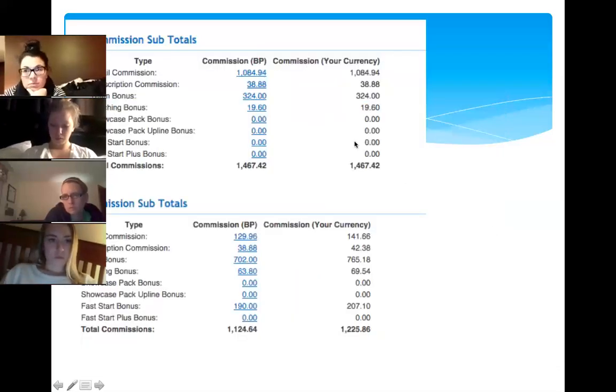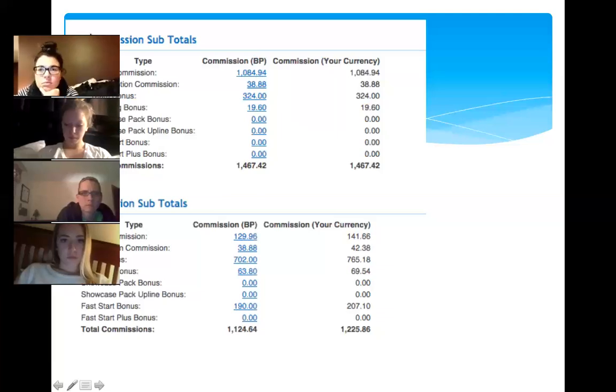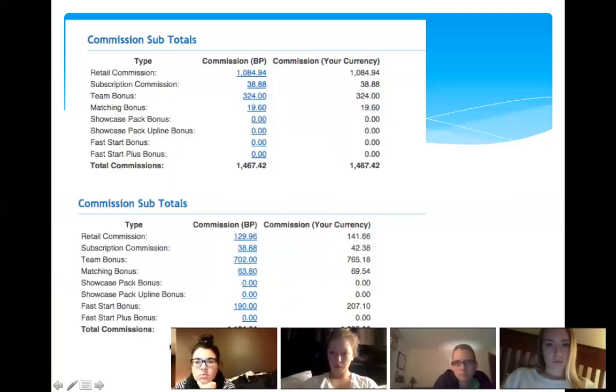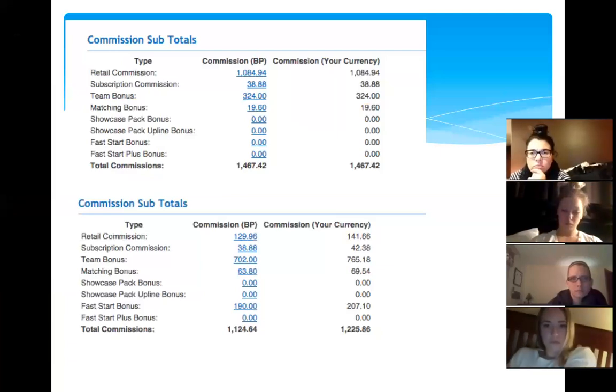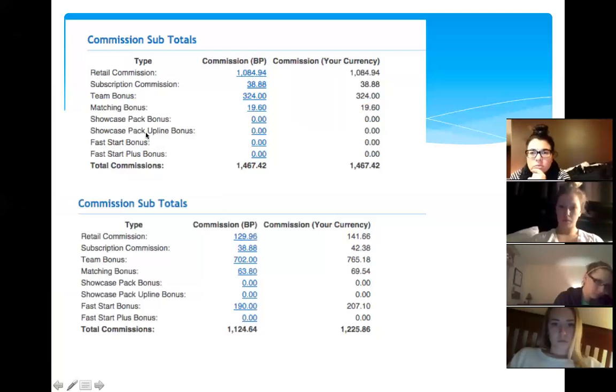Okay. So I just pulled 2 paychecks here. This is from my income. I'm just going to move you guys over. Okay, so this is basically to show you a comparison of if you want to earn all your money from sales or if you want to earn all your money from building a team. And I hope it is from building a team.